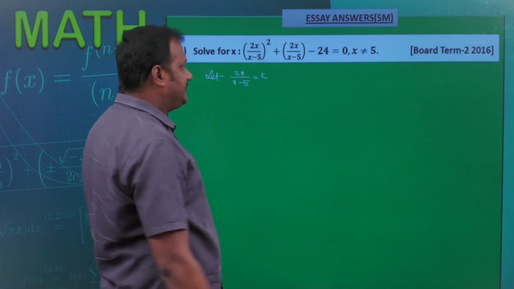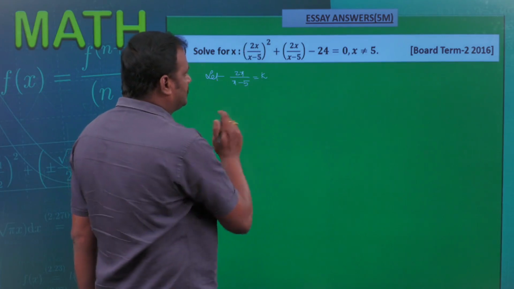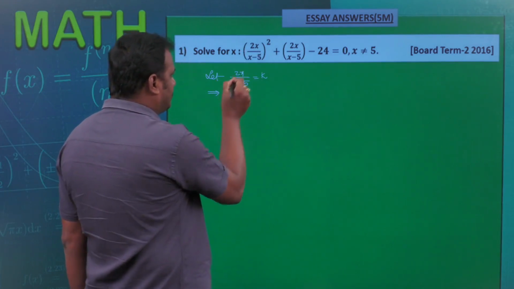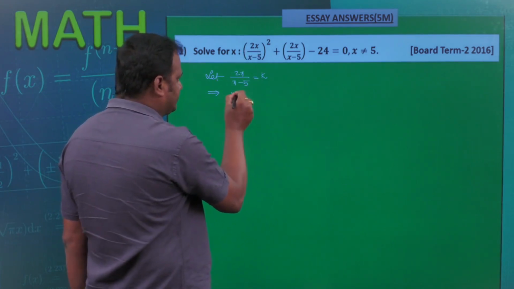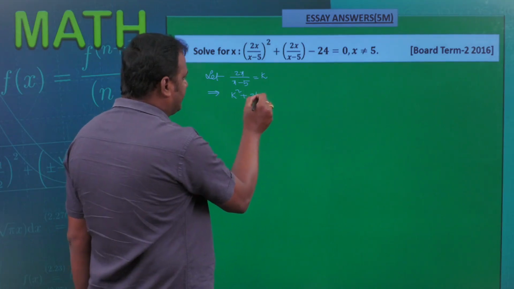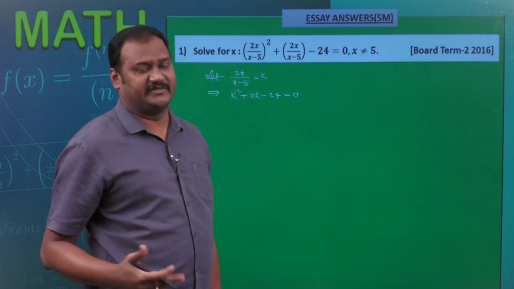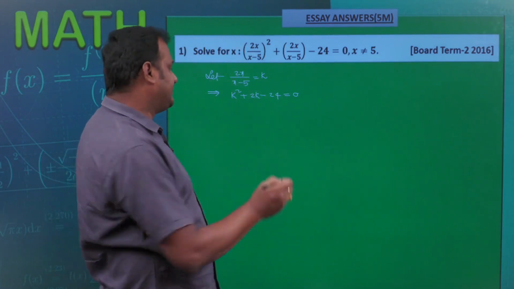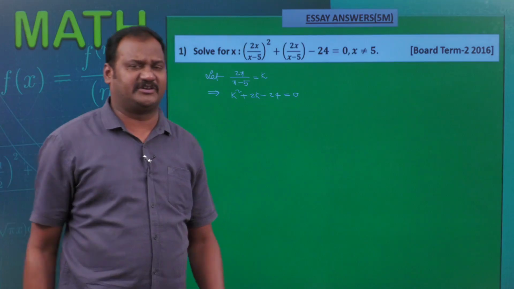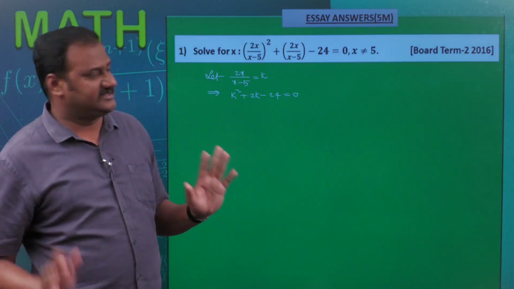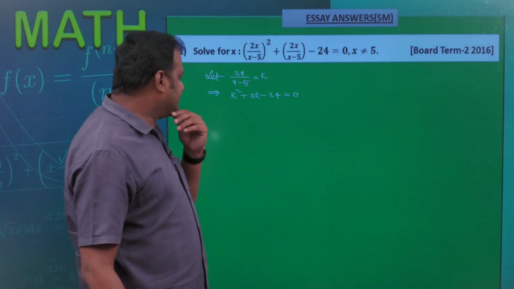Okay? If you substitute k in the place of 2x by x minus 5, then your quadratic equation will become k square plus 2k minus 24 is equal to 0. Now see, this is very much simpler. And now try to find out the factors by any of your algebraic methods. Alright?